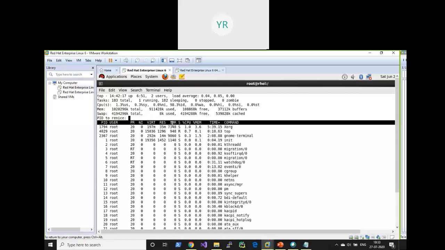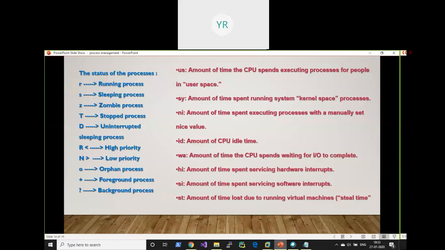After that, shared memory. Okay, next one is status. Status means status of the process, whether it is sleeping, running, zombie process, orphan process. Okay, everything it will give. So status means here you can have S, which means the process is a sleeping process. R means it is a running process. Of course, there are some more options also, which were not given here.